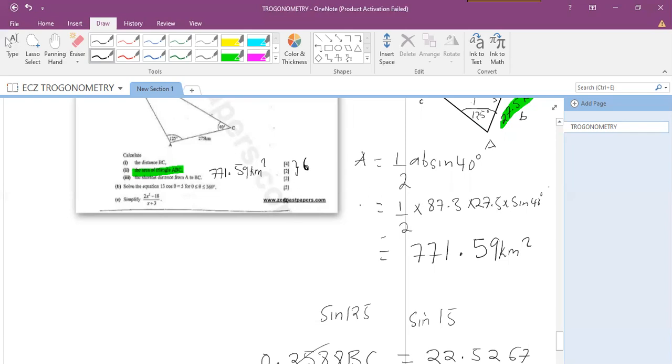So we've gotten 6 marks out of 12, which is extremely good. Remember, in paper 2, aim to at least get half of the marks. If a question carries 12 marks, get half. That would be good enough. So this is the area.